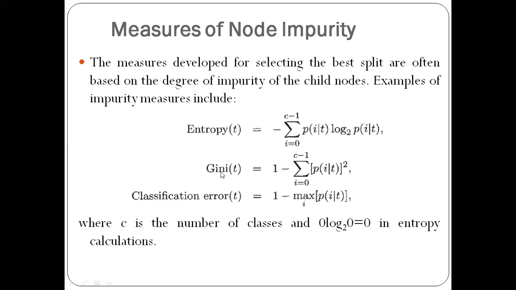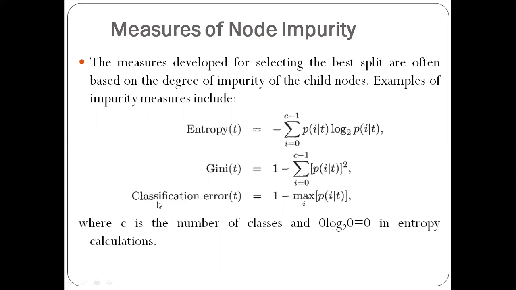So next one is the Gini index. Gini index of t is equal to 1 minus summation of i equal to 0 to c minus 1 of p of i conditioned on t whole square. Here p of i conditioned on t is the fraction of records that belong to class i at this node t, and c is the total number of class labels available.